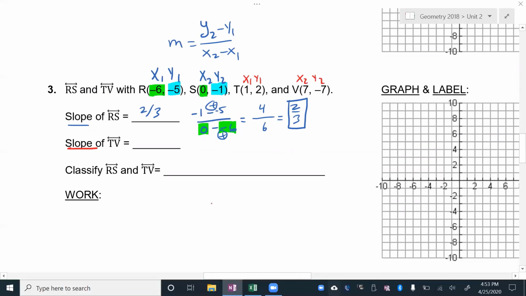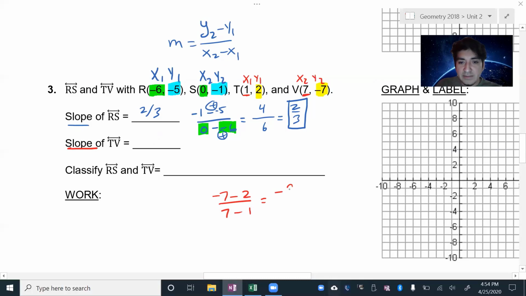Now from here, we're going to identify which are points that line up together. So there is -7 minus 2 over 7 minus 1. So 7 minus 1. Okay, so that's part of our formulas. So -7 minus 2 gives you a -9. 7 minus 1 gives you a 6. And we're going to reduce this.